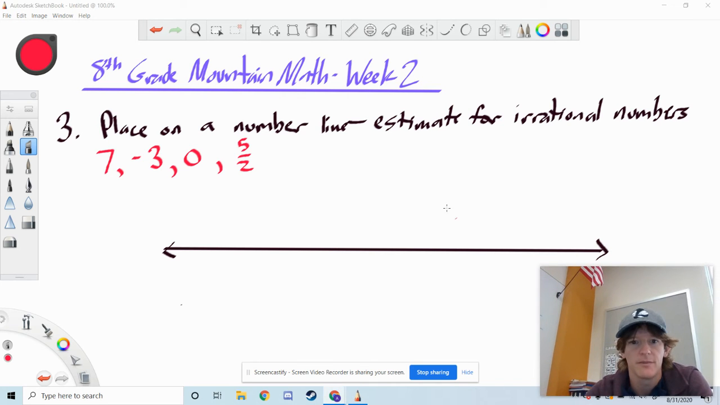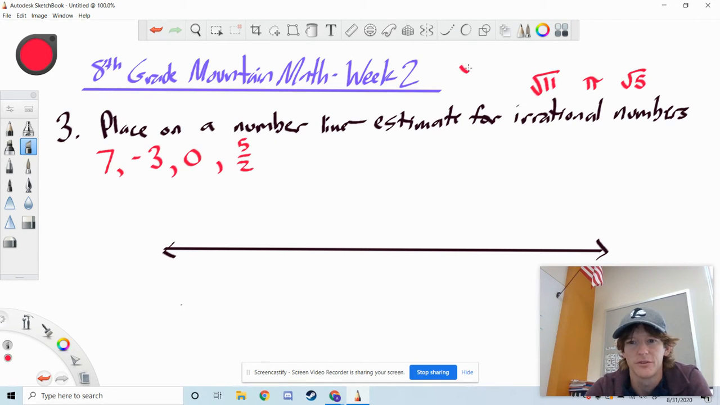8th grade mountain math, week 2, number 3. Place on a number line, estimate for irrational numbers. I'll point out right here, we don't have any irrational numbers. Those would be numbers like pi, the square root of 5, the square root of 11. Numbers that don't come out perfectly with square root.